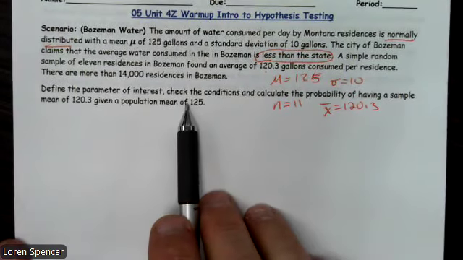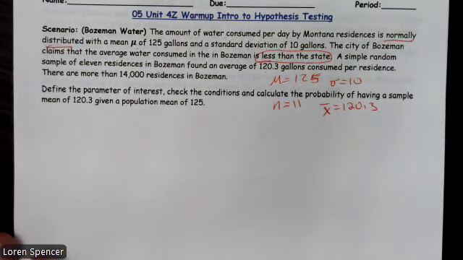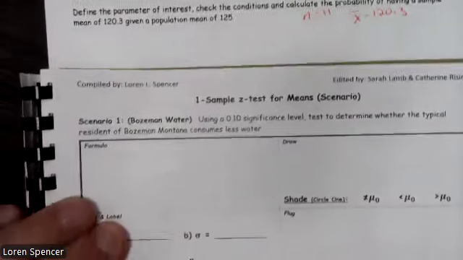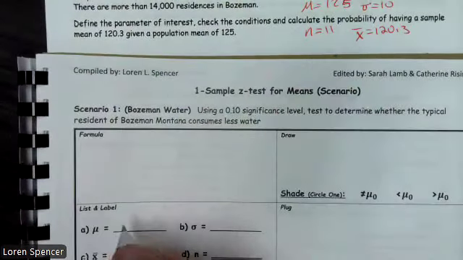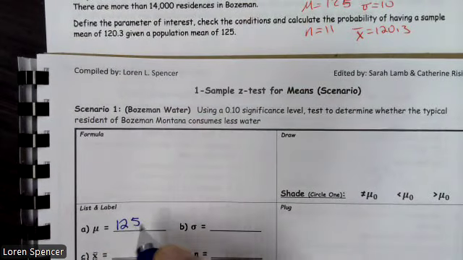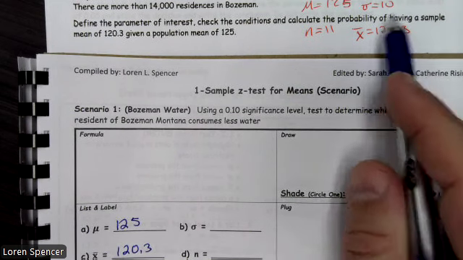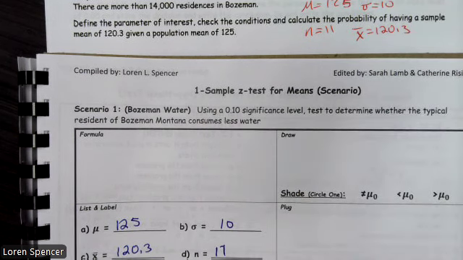It says define the parameter of interest, check the conditions, and calculate the probability of having a sample mean of 120.3 given a population mean of 125. So, first off, what do we have? Well, we know our population mean is 125. We know our sample mean is 120.3. We know the population standard deviation is 10. And we had a sample size of 11.